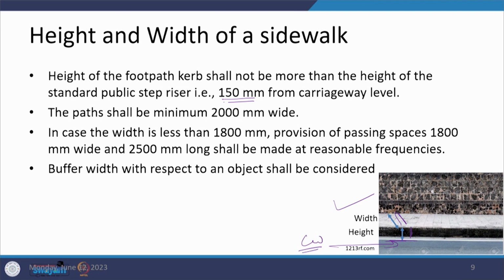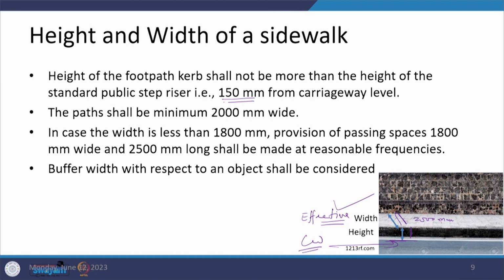Then another thing is the width. This width has to be a minimum of 2000 mm, that has to be provided here. But when you are talking about this width, we have to keep in mind that this value we are talking about is the effective width.